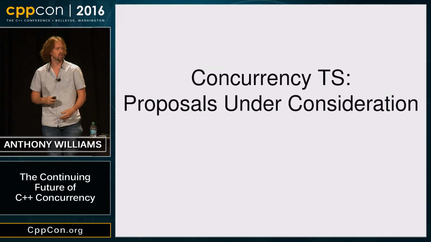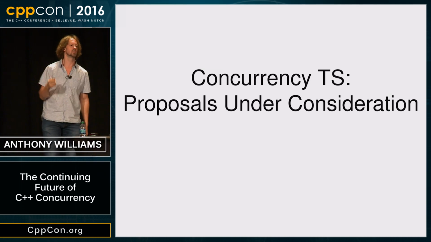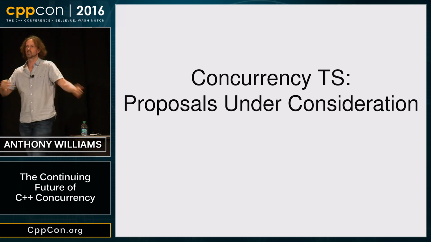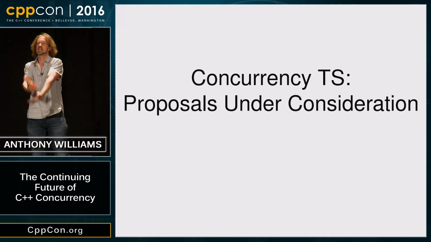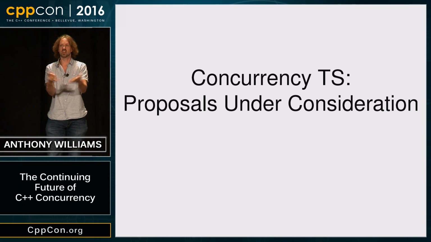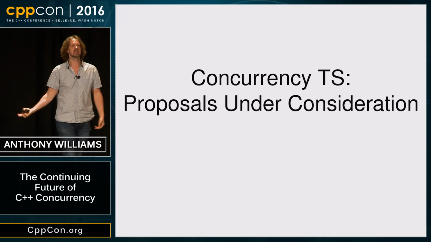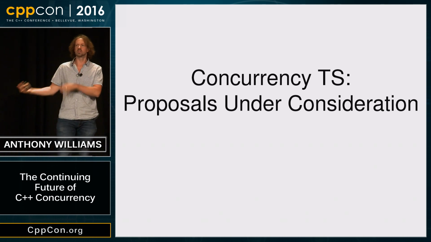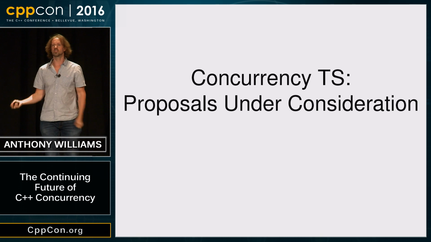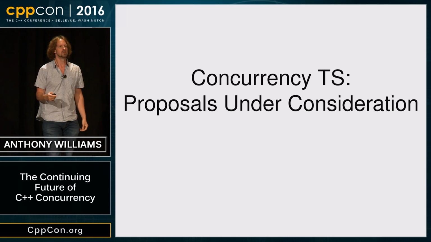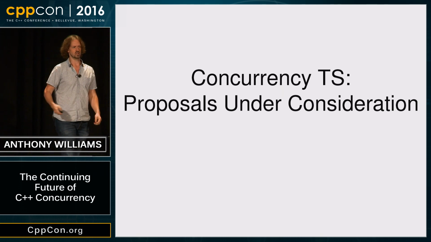Okay, so what's coming up? Proposals under consideration. All these things that I've just done examples for are in Concurrency TS version 1. So that's actually an official ISO document. Some of these things have been put in the working draft, most of them haven't, they're just proposals for discussion. So everything could change.